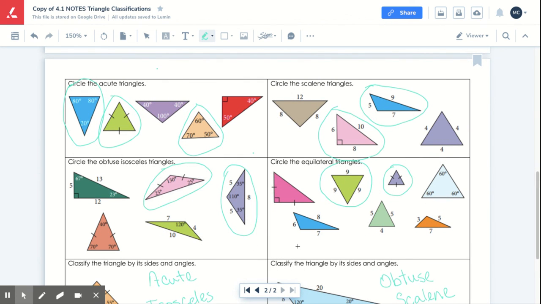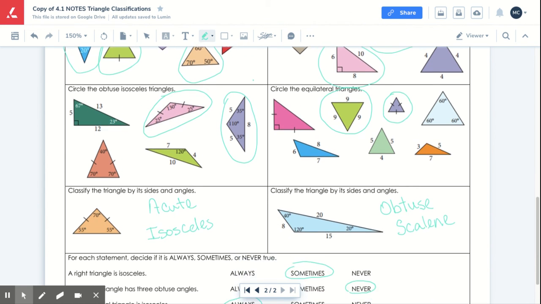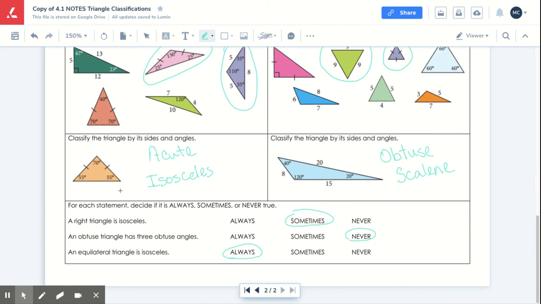Okay, welcome back. Time to check your answers. We had 3 acute triangles, 2 scalene triangles, 2 obtuse isosceles triangles, 2 equilateral triangles. This one was an acute isosceles. This one was an obtuse scalene. And down at the bottom, the first one was sometimes true, the second one is never true, and the third one is always true.